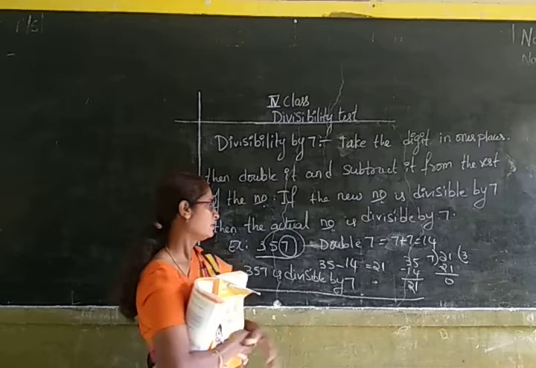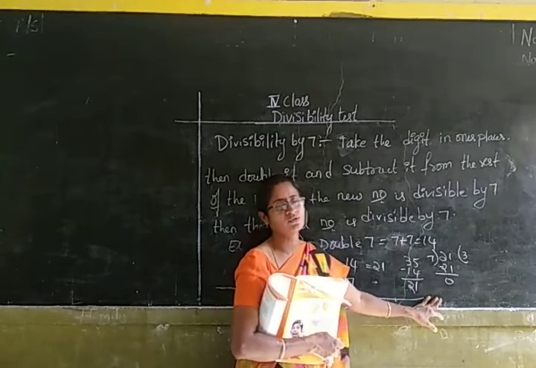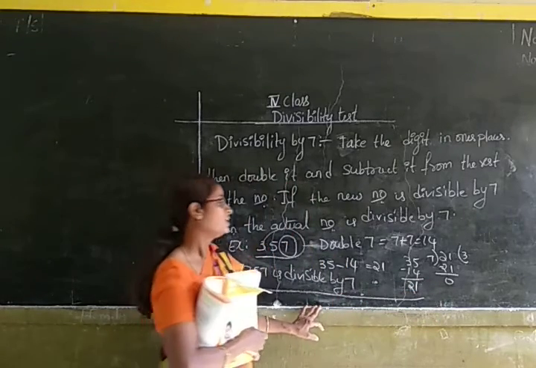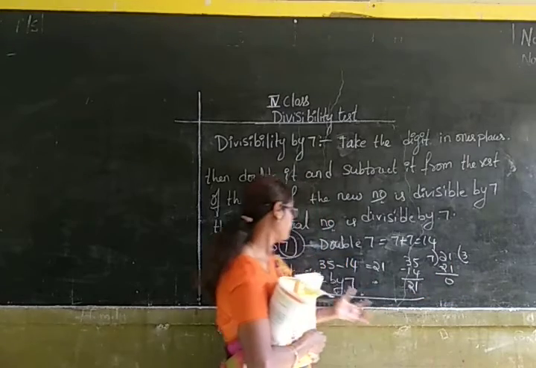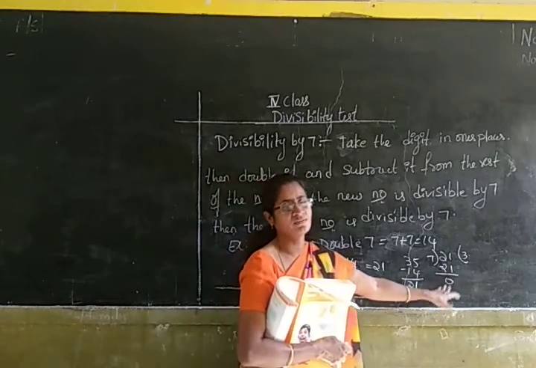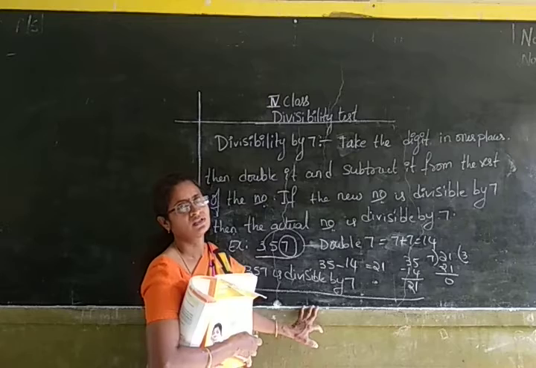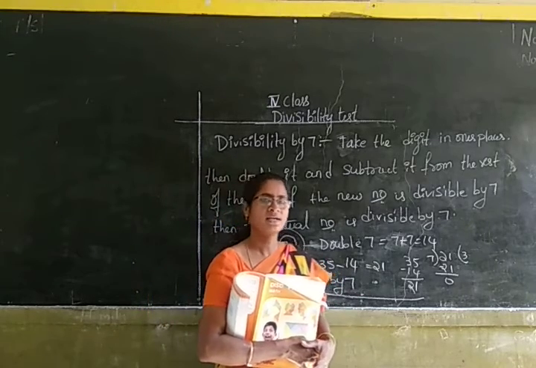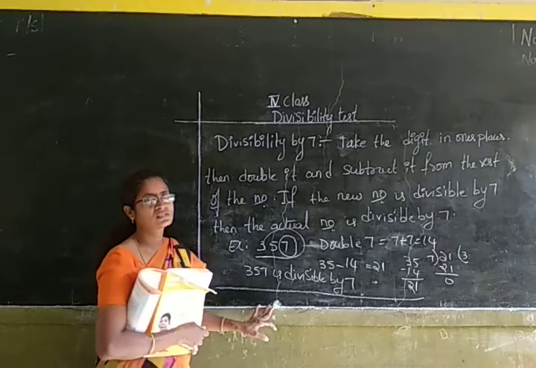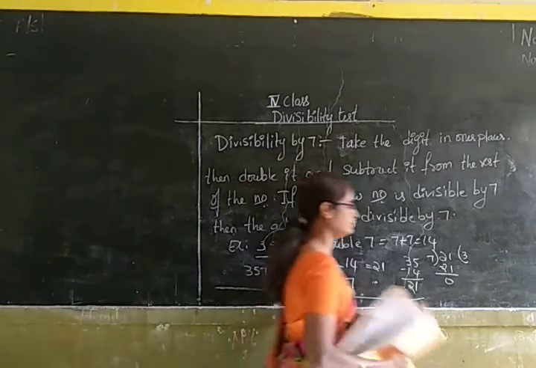Okay, children? If 21 is divisible by 7, you can say that the actual number is divisible by 7, otherwise it is not divisible by 7. Okay, children? This is the divisibility rule for 7.